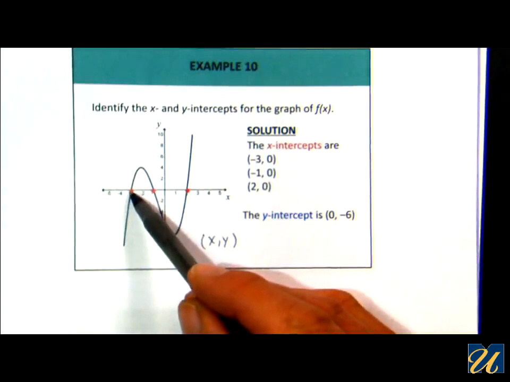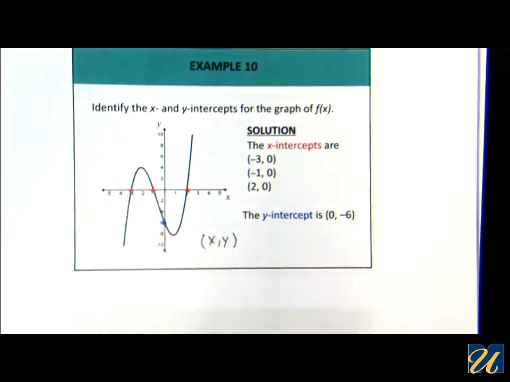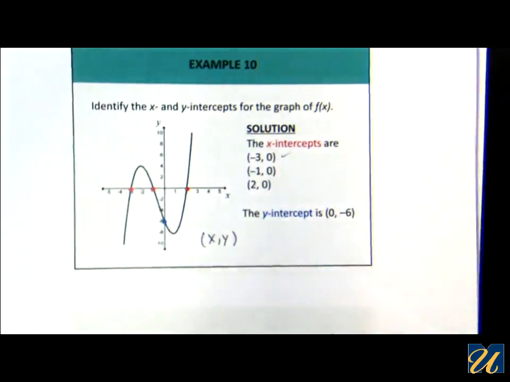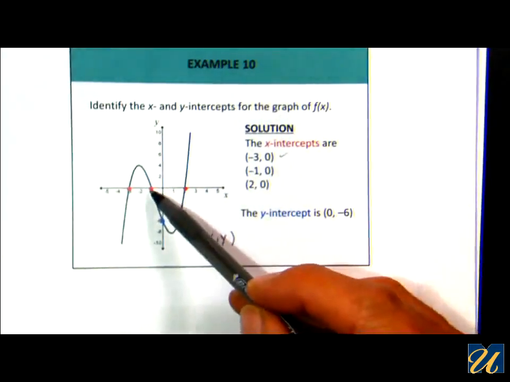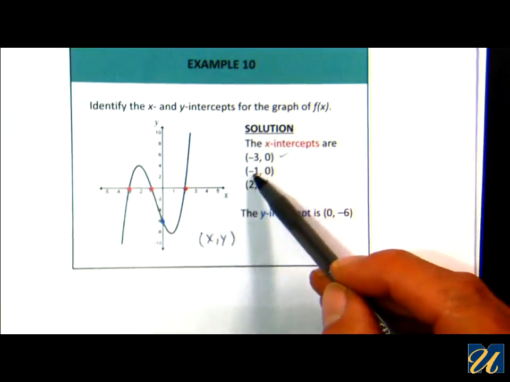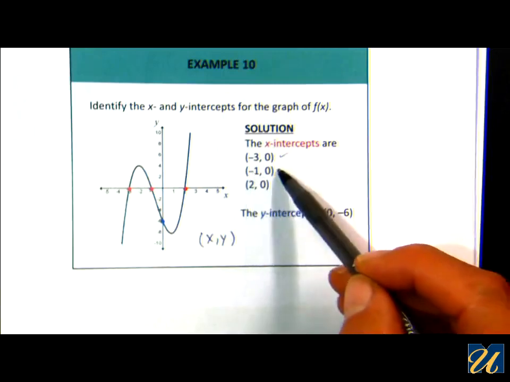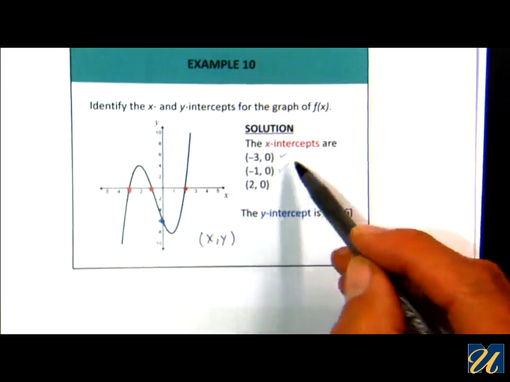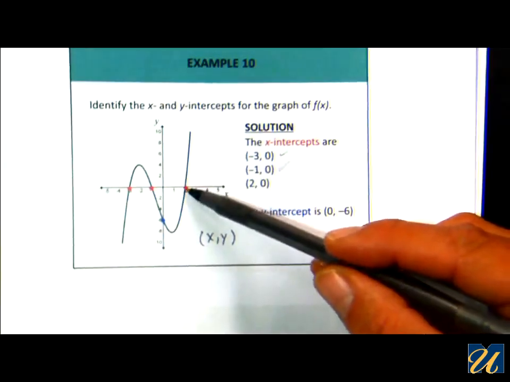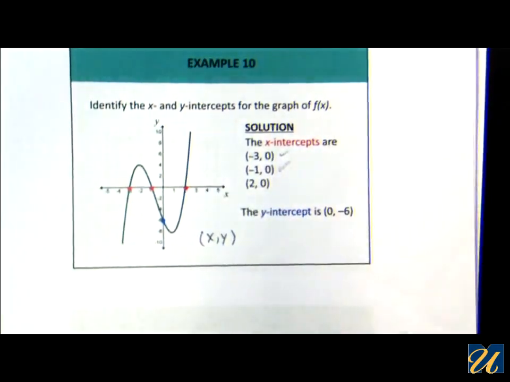Here it's -3. The y value is 0. Since you're not above or below the axis, the y value must be 0 there. That identifies that to be an x-intercept. Here's another x-intercept at -1. So again, the y value is 0, and the place where the graph crosses the x-axis is at -1, so -1, 0 is the proper way to record that intercept. And once again, here it crosses the x-axis at 2, so that's at 2, 0.